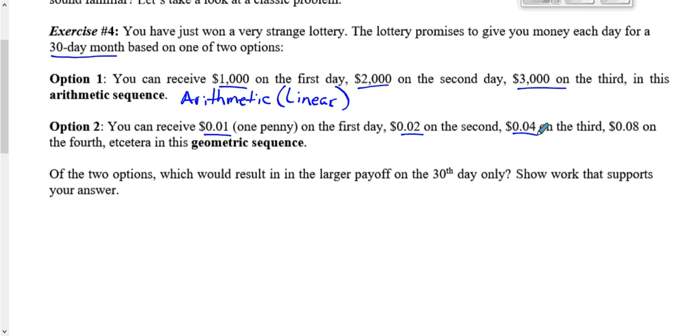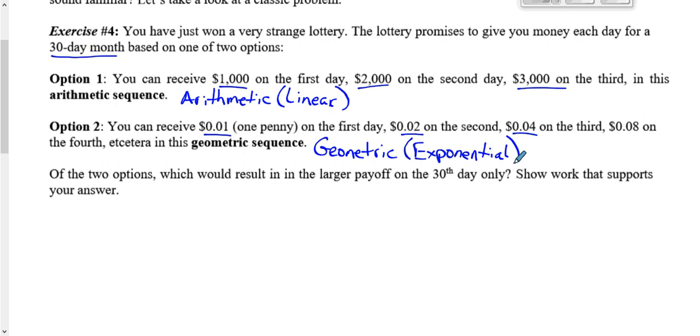So you get an extra $1,000 a day for 30 days, right? For a whole month. And 1 penny, then you get 2 pennies and 4 pennies the third day, right? What kind of sequence is this option 2? Geometric, which is really what? Doubling. Exponential. It's getting doubled every day. We only start with a penny.